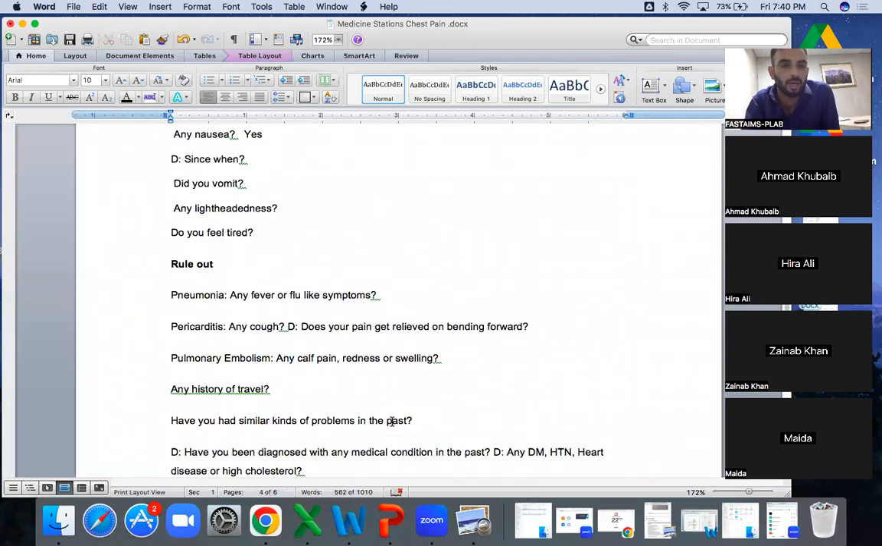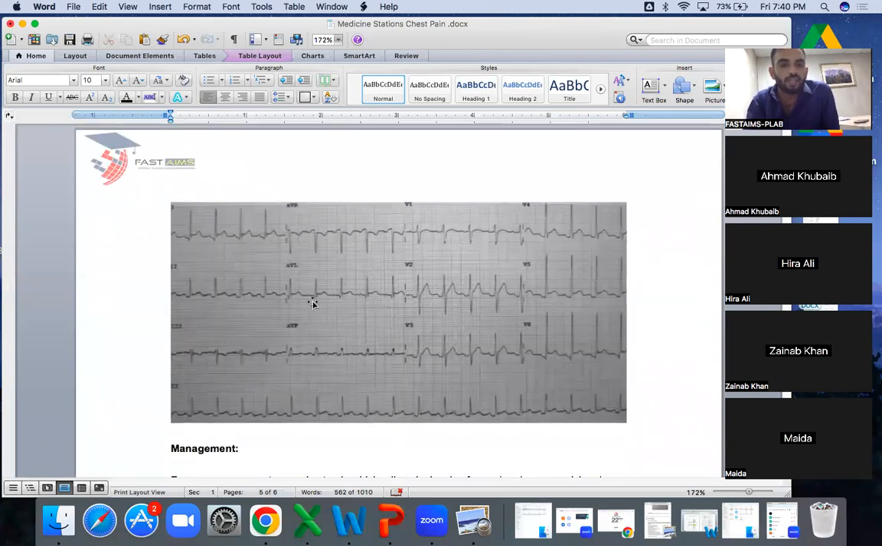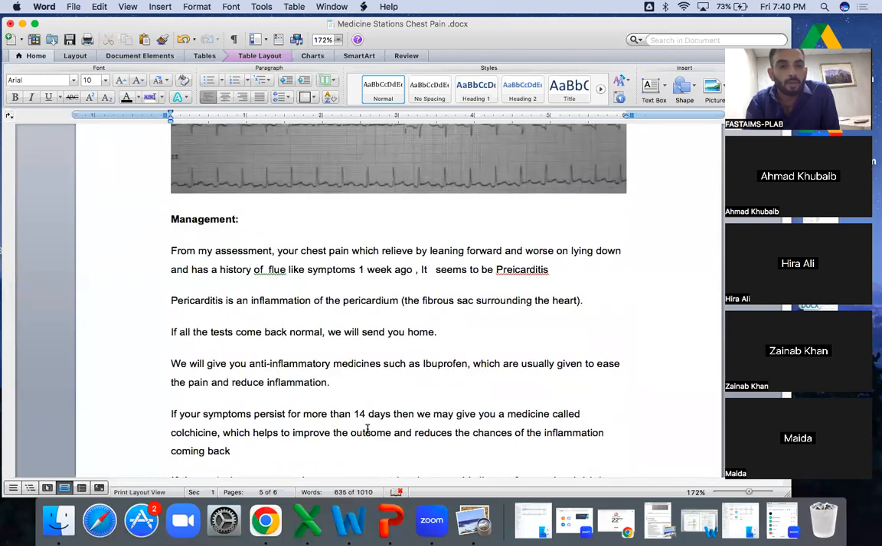Okay, come to the management part. This is the management. This is the ECG they will give you. From my assessment, your chest pain is relieved by leaning forward and worsened by lying down, with a history of flu-like symptoms one week ago. Because you haven't asked about this, he should have told you about it as well. If you had asked, it seemed like pericarditis. Pericarditis is the inflammation of the pericardium. This is how you disclose the diagnosis.